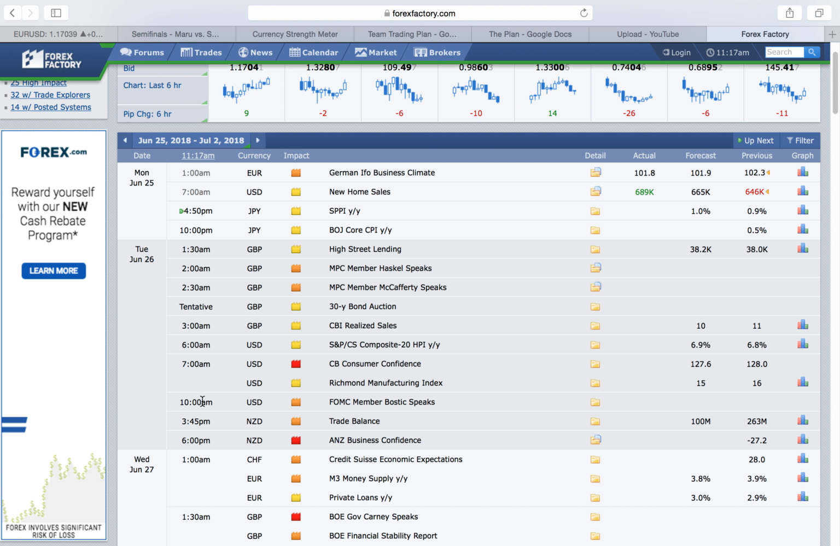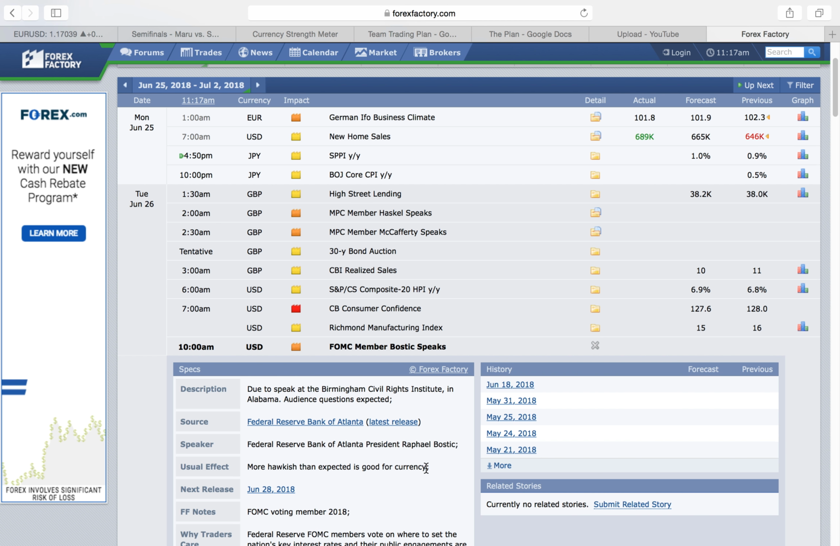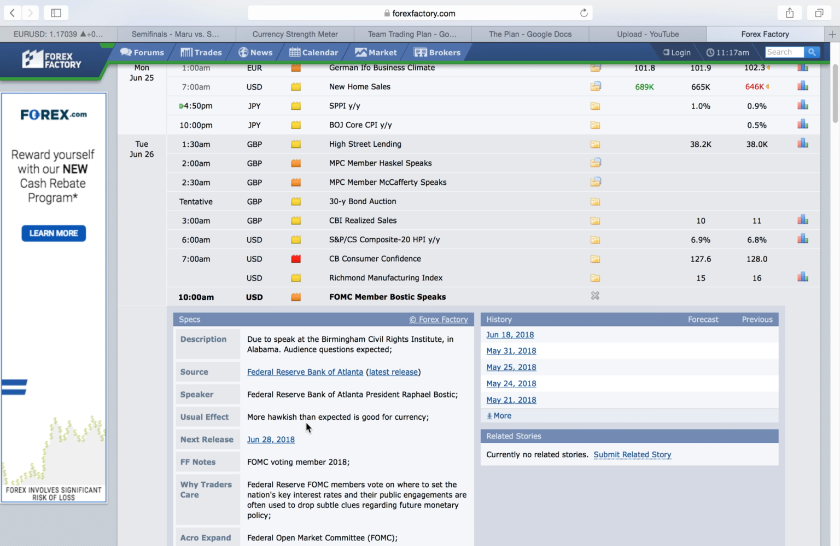Look, tomorrow we have 10 a.m. news. And this is FOMC, so these move markets. So I got lucky today, but if today was Tuesday and I didn't check, and let's see if it's positive or negative. More hawkish than expected is good for currency. So technically, if this is good for currency and I'm trading USD JPY, that's a potential bullish signal that it might go bullish, because if it's good, it's going to follow that currency.